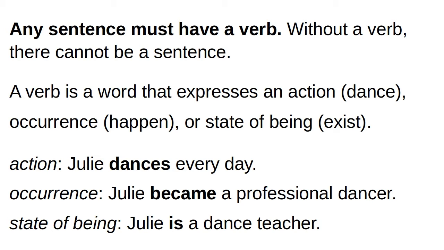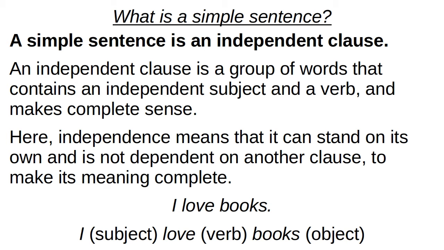Now there may be a state of being: Julie is a dance teacher. Now after being a professional dancer for say a few years, she has now become a dance teacher. So Julie is a dance teacher. Is, the verb is, shows a state of being, an existence, that she is a dance teacher. So is a verb that expresses a state of being. Clear? Alright.